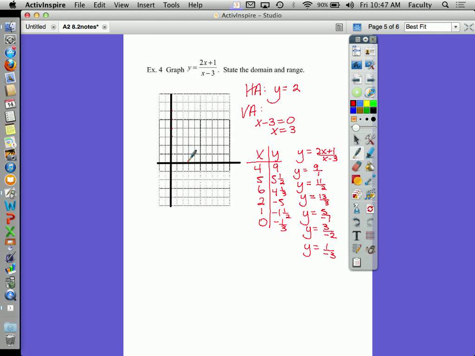Alright, draw your asymptotes. I have a vertical asymptote at x is 3. I have a horizontal asymptote at y is 2. And here we go. 4, 9. 5, 5 and a half. 6, 4 and 1/3. Now, do you notice that's really far from my horizontal asymptote, so I might need to extend it to make it look like it's going to hug.